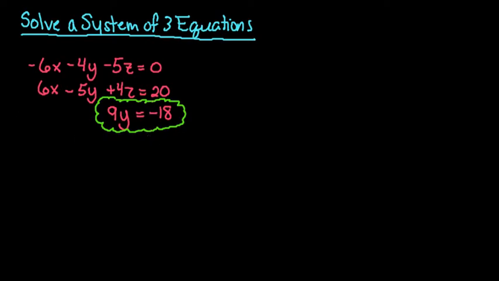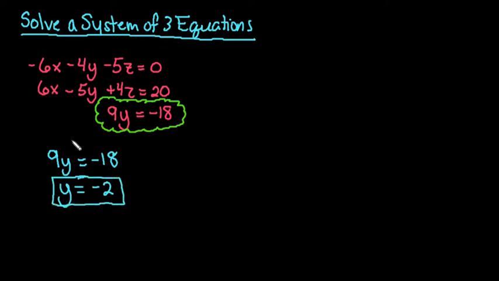So let's start by solving this first equation, 9y equals negative 18. So we would end up with y equals negative 2. If I divide both sides by 9, I end up with my first answer, y equals negative 2. Now what we would do is take this y equals negative 2 and plug it back into both of these equations.